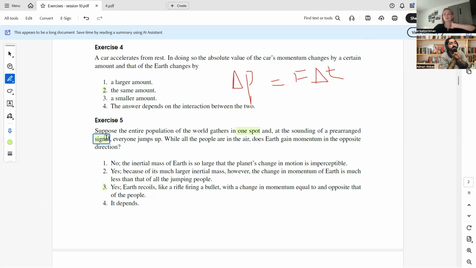Let us check the third option. Yes, Earth recoils like a rifle firing a bullet. When you fire a bullet using a rifle, as the bullet moves forward, the rifle moves backward in the opposite direction. The bullet has high speed but low mass, while the rifle has heavier mass but low speed, but again the product of mass and velocity will be constant. The bullet's high speed and low mass is compensated by the heavier mass of the gun with the slow speed of the recoil.